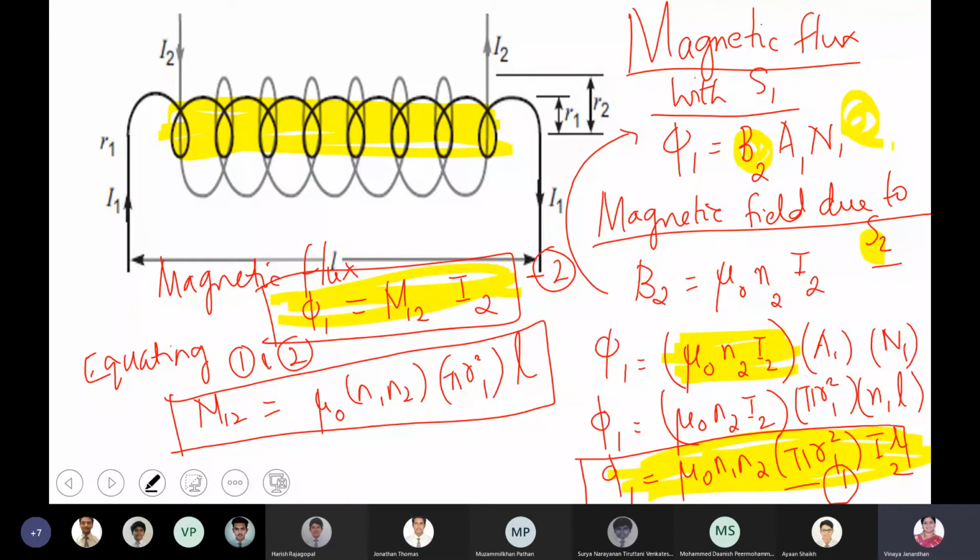So copy down, then I'll go for deriving M21: to what extent an EMF can be induced in the second coil when the current flowing through the first coil is going to change.